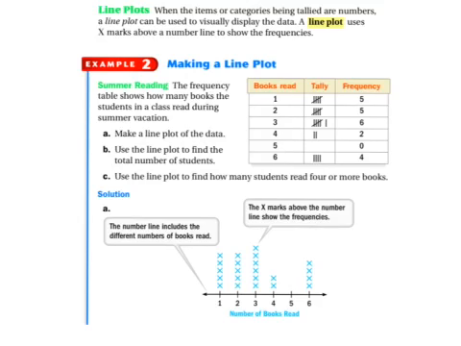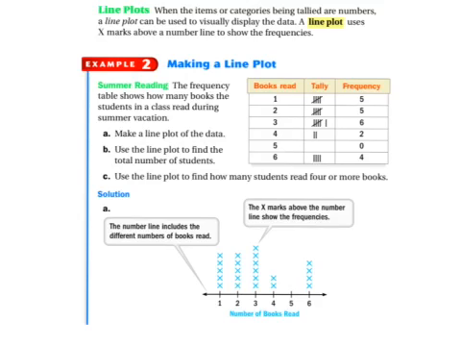Line plots. When the items or categories being tallied are numbers, a line plot can be a visual display of the data. A line plot uses X marks above each number to show the frequencies. So notice that it does tell you that when your categories are numbers, that's when you can use a line plot. So in our last example, when we were talking about art projects, that would not be a good example to use a line plot because our information was drawings, sculptures, and paintings. So those aren't numbers, so that's not the time to use that.